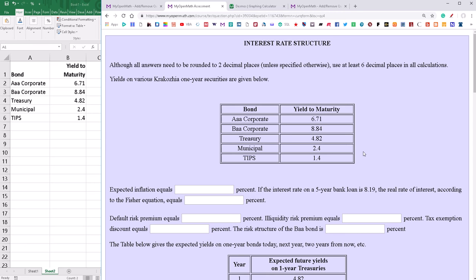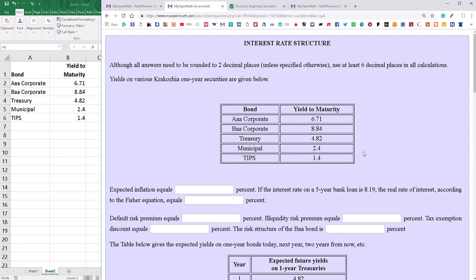The price of a BAA is going to be lower than the price of a AAA. People are going to bid down the BAA because it has more risk, which is why the yield is higher on the BAA relative to the AAA corporate bond. The Treasury has a yield to maturity of 4.82.